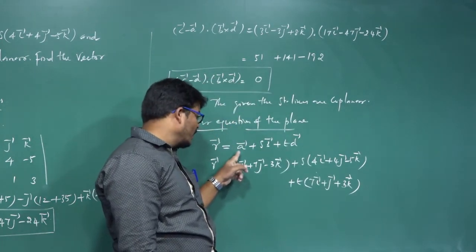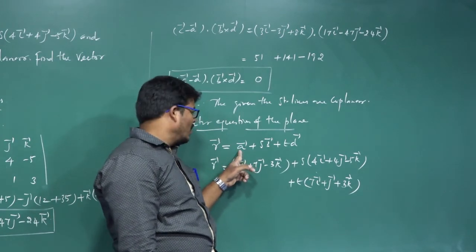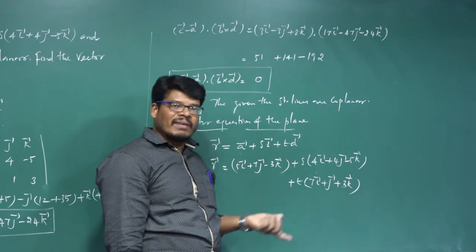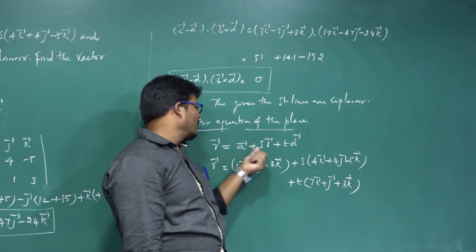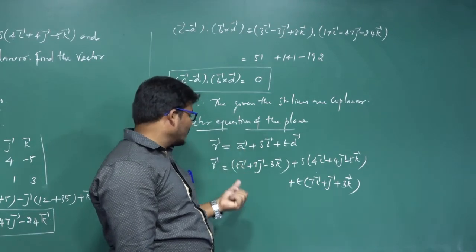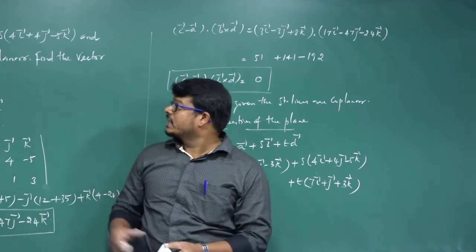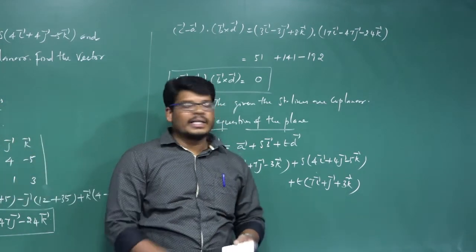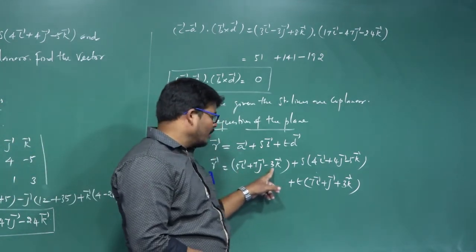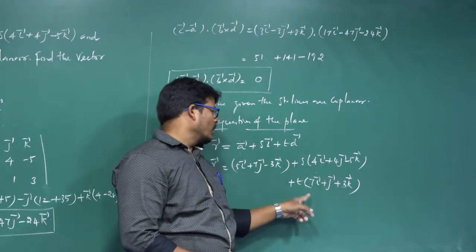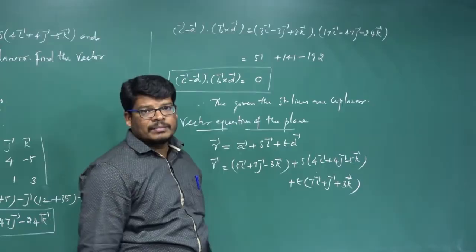You take r vector equal to a vector, or take any one other point. R vector equal to a vector 5i plus 7j minus 3k. You take the point c vector: r vector equal to c vector plus s b plus t d vector. Here c vector is 8i plus 4j plus 5k, plus s of 4i plus 4j minus 5k, plus t of this one. That is a vector equation of the plane.